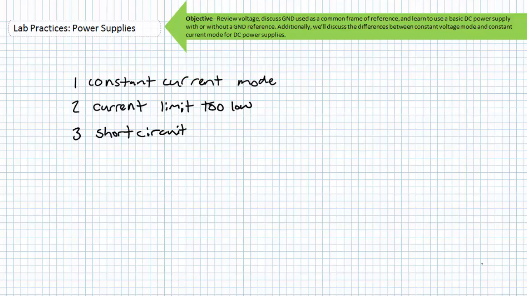Alright, this is really as far as we can get without introducing the ammeter or going into experimental verification of Ohm's law, and it kind of wraps up our introduction to basic power supplies. A later lab practices lecture will employ the DC power supplies as a supporting cast member to discuss these topics and more. In conclusion, this lecture took a look at basic DC power supplies, reviewed voltage, discussed ground using a common frame of reference, and learned to use a power supply with or without a ground reference. Additionally, we discussed the differences between constant voltage mode and constant current mode for DC power supplies.